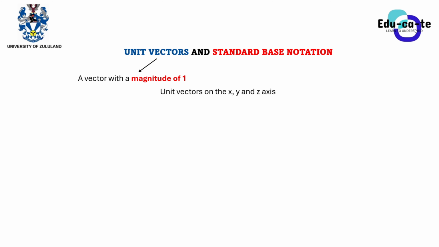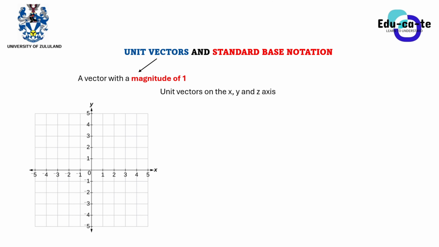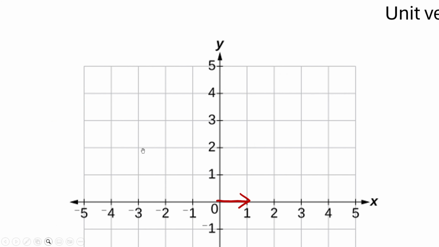Now we can actually put the unit vectors on the x, the y, and the z axis. Let us just start with the basic one. If we put a vector along the x-axis, and we make sure that it has got a length of 1, for example, it moves from here to here. This is a vector. You can see that this vector here is along the x-axis and it has got a length of 1. It moves from 0 to 1. This is a unit vector because it has a length of 1. It is on the x-axis.